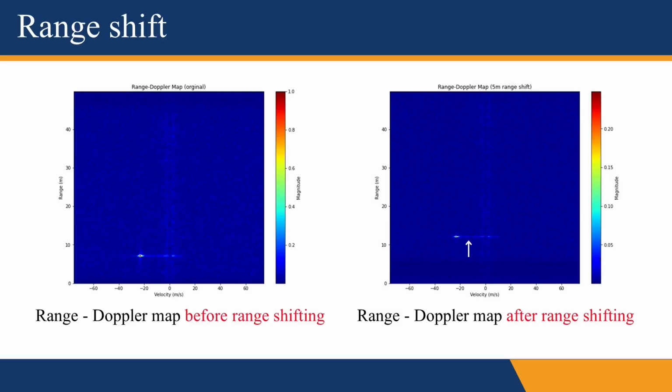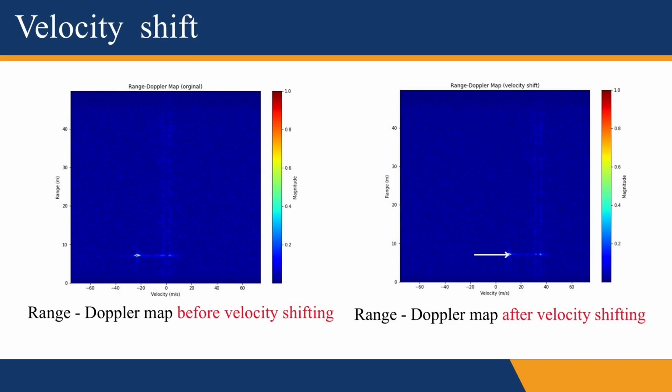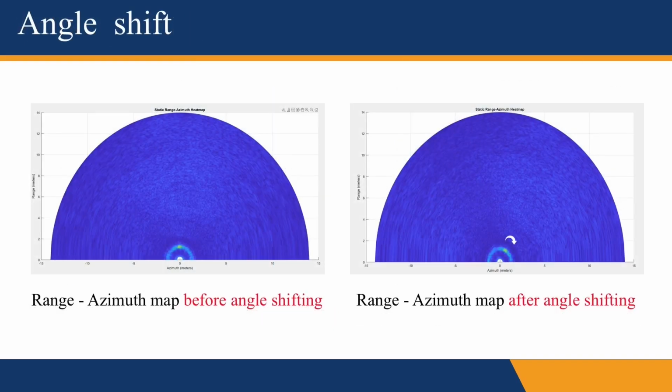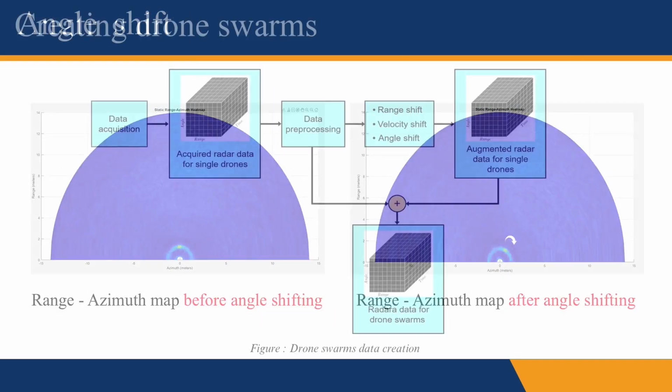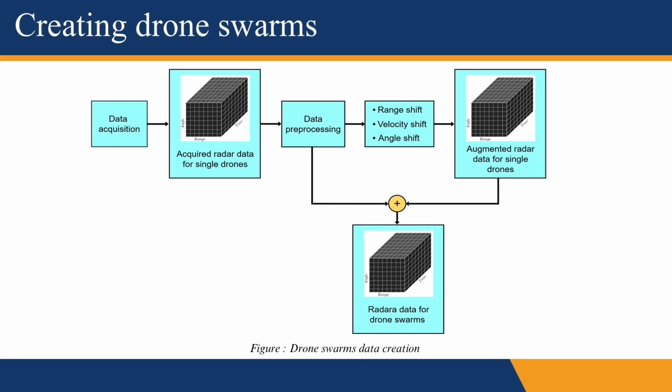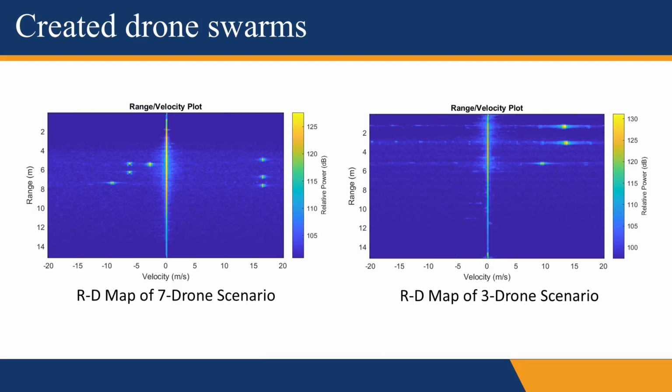These are the results of range shifting, velocity shifting, and angle shifting. After applying range, velocity, and angle shifts, we combined individual drone data to simulate drone swarm scenarios. As shown in these range Doppler maps, the swarms are accurately represented with multiple distinct drone signatures.